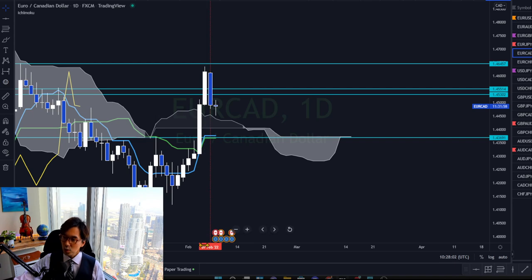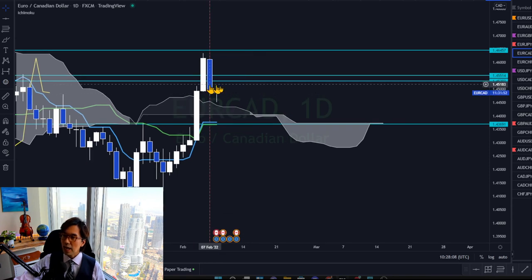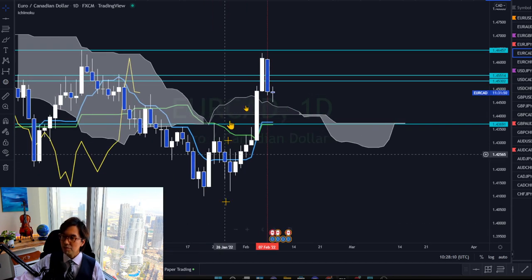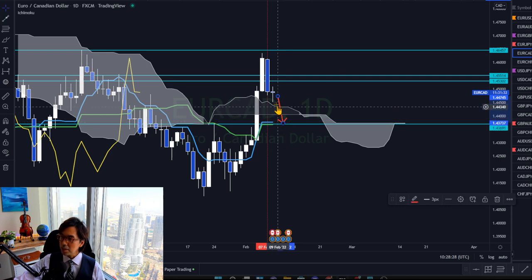But basically, what I was saying was that for the EURCAD pair, this is the daily time frame. And after the market reached the resistance level of 1.4645, now it's retracing backwards. So yesterday was bearish and today a doji, but this still looks like it's in the middle of the retracement. So I still expect the market to continue to go down.